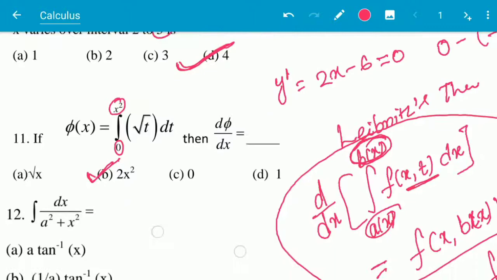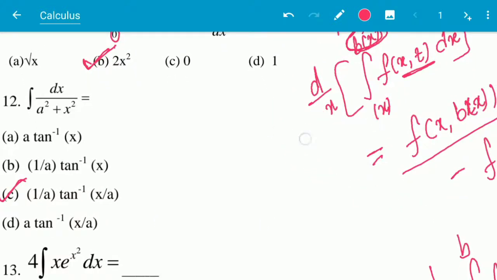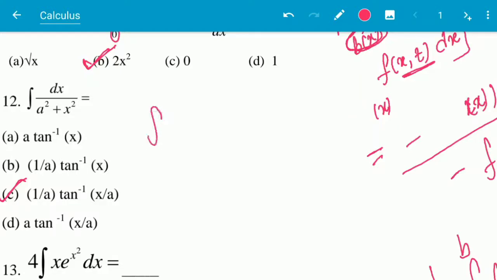So next problem, integration of dx by a square plus x square. What is this? This is 1 by a tan inverse x by a. This is only a formula because the integral of dx by 1 plus x square is tan inverse of x, and here a is multiplied, and here a square is added, so the formula will be this. This also has a proof.